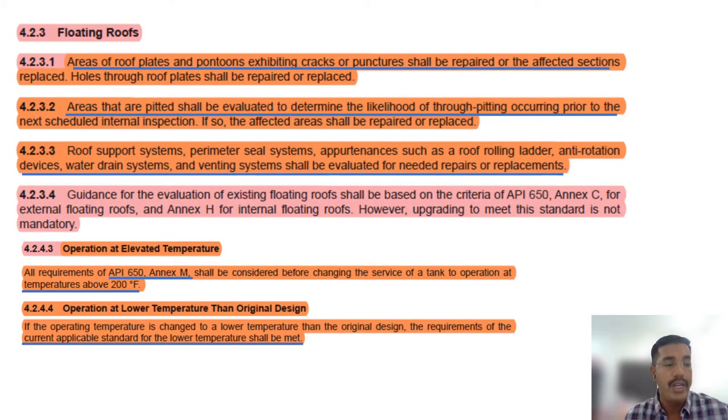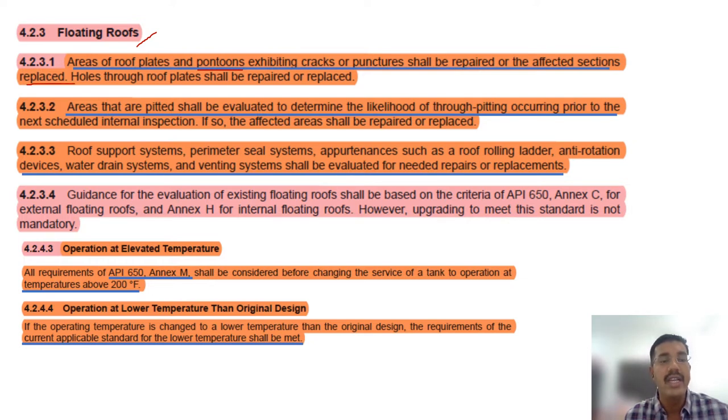Floating roof. If you remember in API 650, I have already explained what is an internal floating roof and what is an external floating roof. If you didn't know that, please do watch API 650 to get the difference between internal and external floating roofs. So for floating roofs, what inspections are required? Areas of roof plate and pontoons. Pontoons exhibiting cracks or punctures shall be repaired or the affected sections replaced.